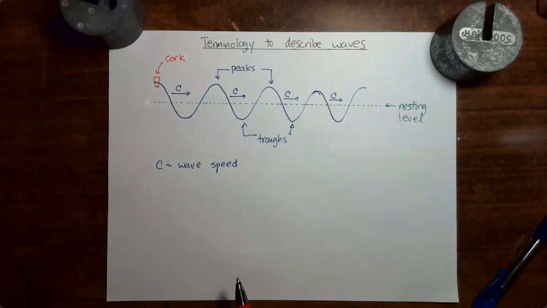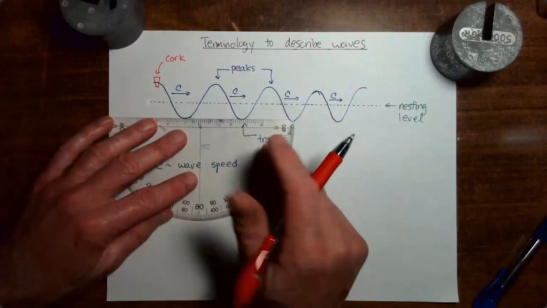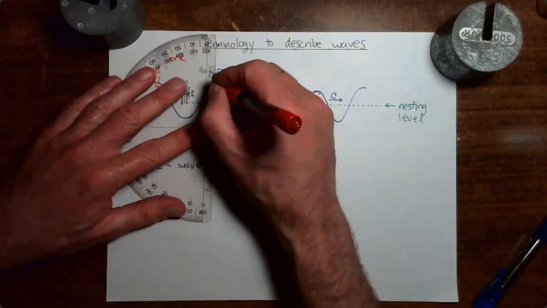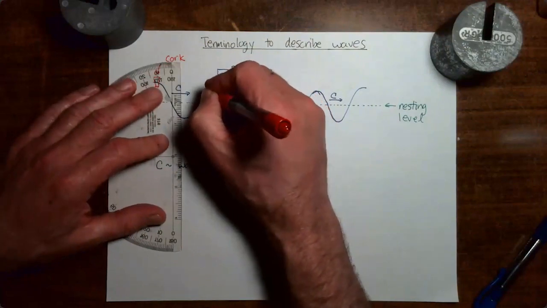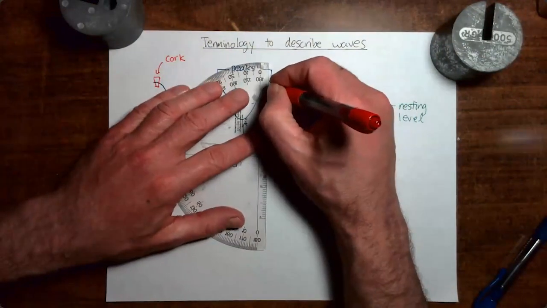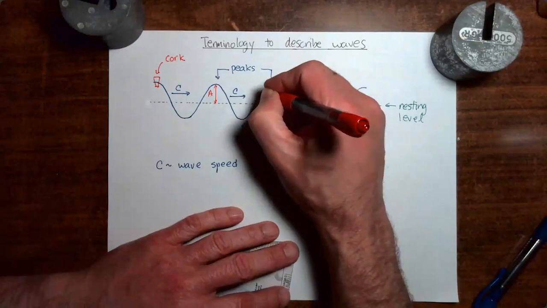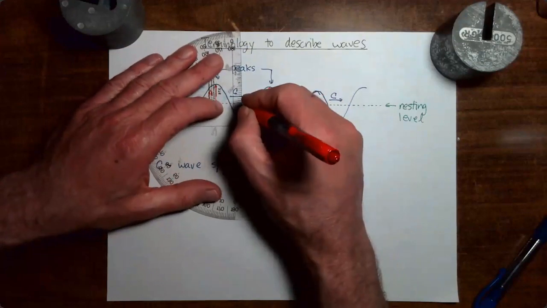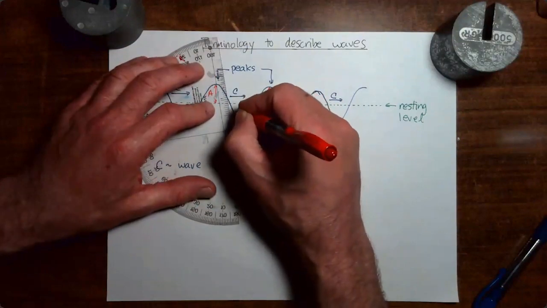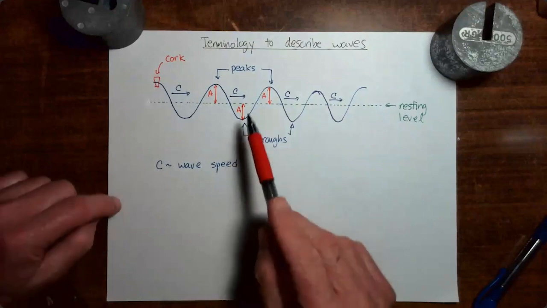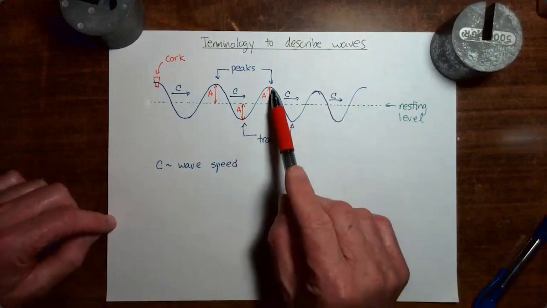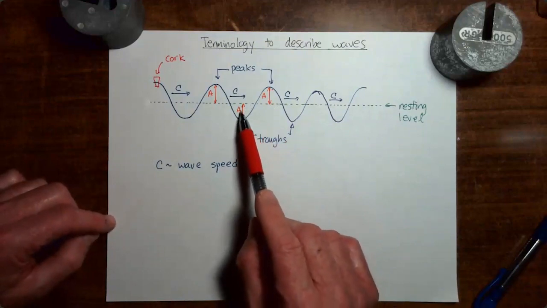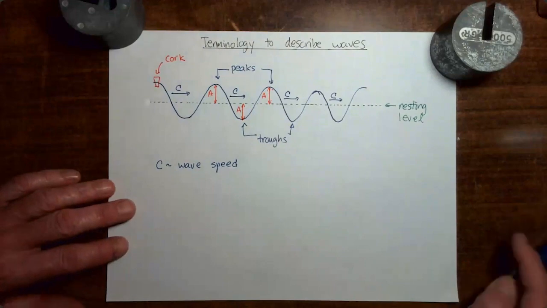Next, we have the amplitude. The amplitude is the distance from the resting level of the lake up to one of the peaks, and that's going to be the same for every peak. Also, the distance from the resting level down to one of the troughs would also be the amplitude of the wave. Generally, the distance from the resting level up to a peak or the distance from the resting level down to the trough will be the same. So either distance is referred to as the amplitude.